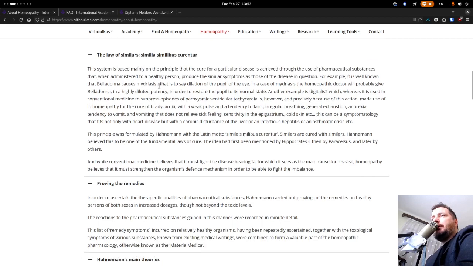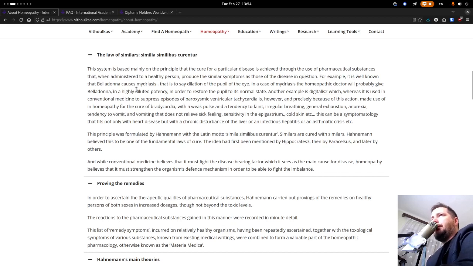So here it is, the complicated stuff, the law of similars. In Latin, similia similibus curantur. The system is based mainly on the principle that the cure for a particular disease is achieved through the use of pharmaceutical substances that, when administered to a healthy person, produce symptoms similar to those of the disease in question. So this is what we were talking about.